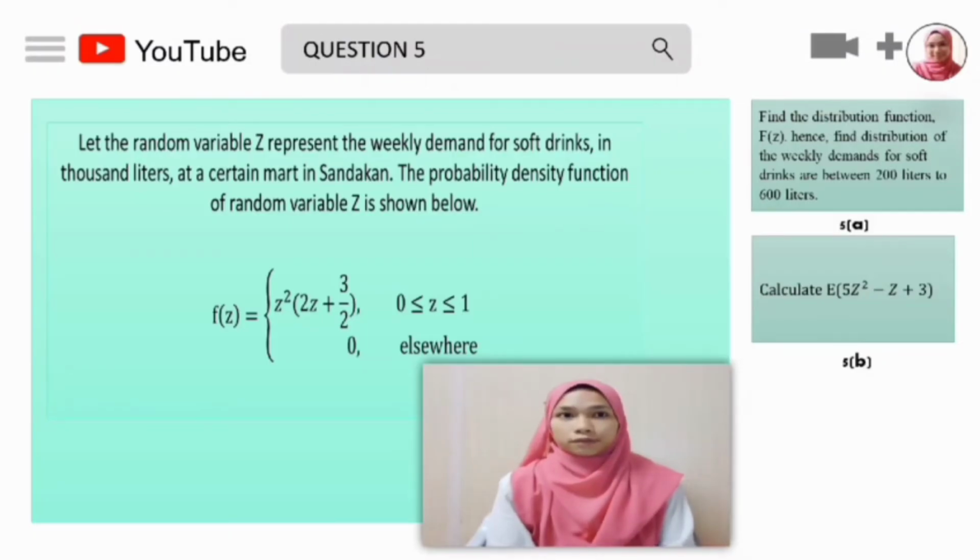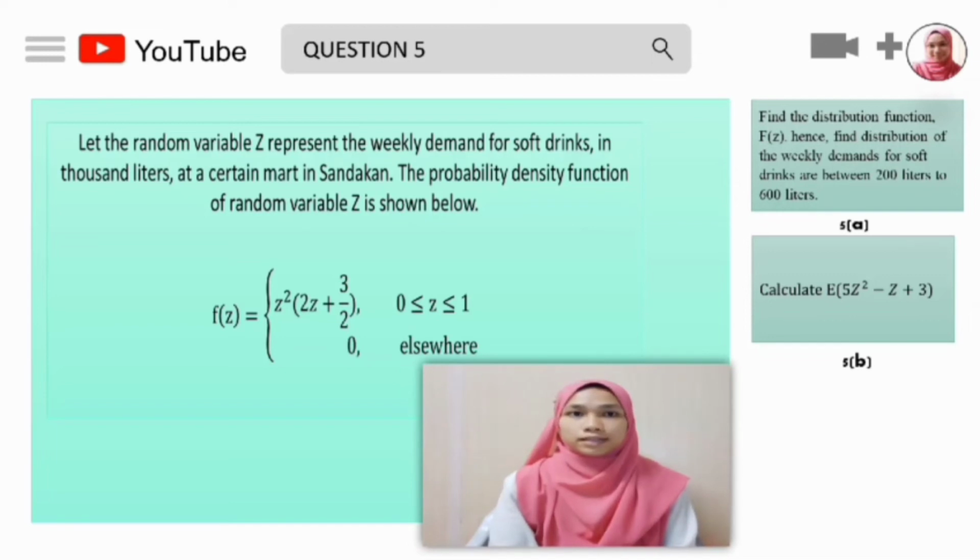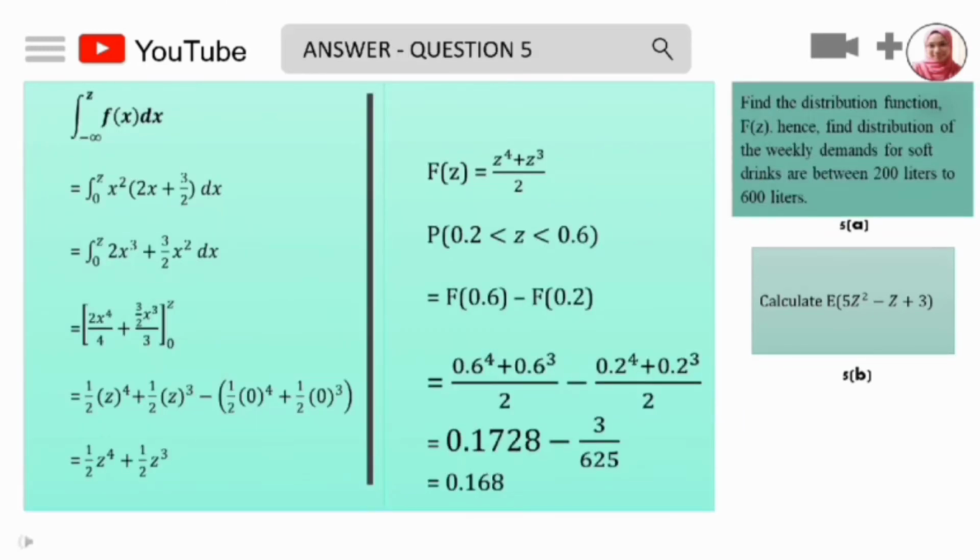Next, question 5. Let the random variable Z represent the weekly demand for soft drinks in 1000 liters at a certain depot in Sedangkan. The probability density function of random variable Z is shown below: z squared in bracket 2z plus 3/2, where Z is between 0 and 1. For question 5a, based on the question, Z is a continuous random variable.